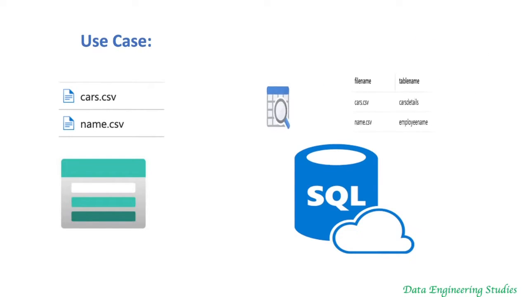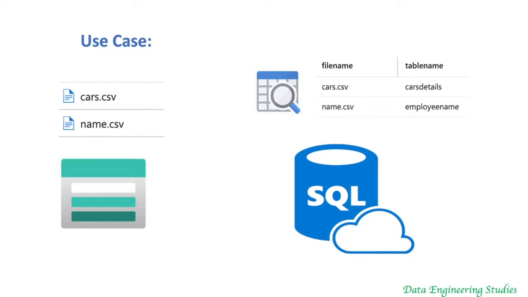We have a lookup table which contains the file name and the table name. For each file name, we are going to get the corresponding table name and create the table in Azure SQL Database. And we are also going to copy the data from the corresponding CSV files. I hope the use case is clear. Now let's get into the implementation.